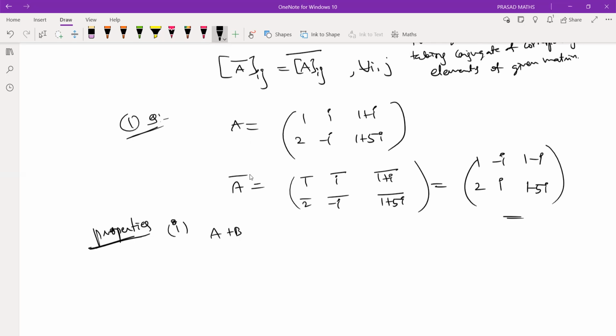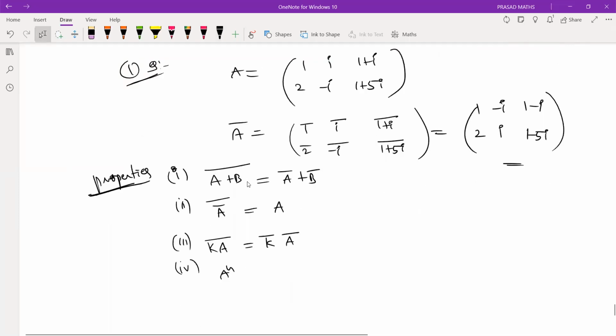So what is the first property generally? The conjugate of A plus B is nothing but the conjugate of A plus the conjugate of B. The conjugate of the conjugate of A is nothing but A itself. The conjugate of a scalar multiple of the matrix, k A, is nothing but k bar into the conjugate of A. Next, the conjugate of A power n is nothing but the conjugate of A whole power n, where n is a positive integer. These are important properties.